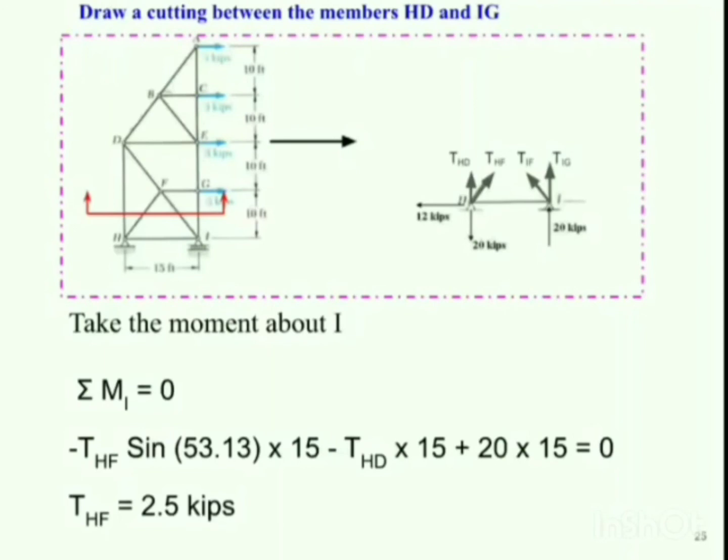So depending upon the number of unknowns, it may be required for us to use more than one section line, and in some problems one section line would be sufficient for finding out the unknown member forces. So this condition varies from problem to problem.